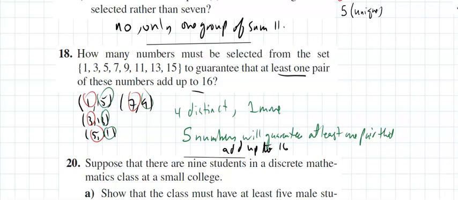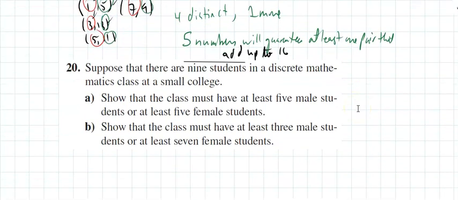Now, why do we say at least? Because you could choose 1, 3, 13, and 5. You could do that before that. But worst case scenario, pick 5 and you're guaranteed that's going to happen. And that's why the word at least. That could happen before.